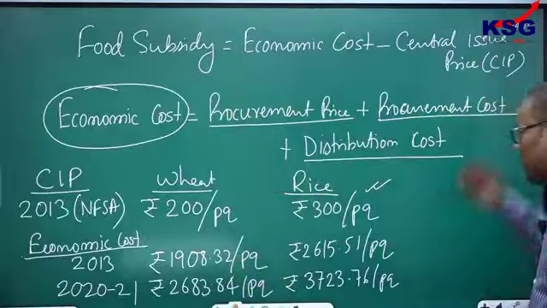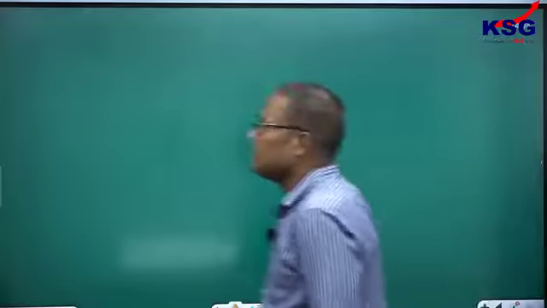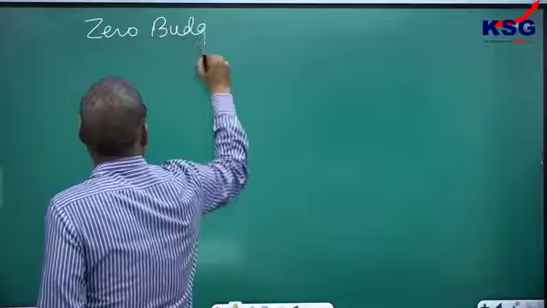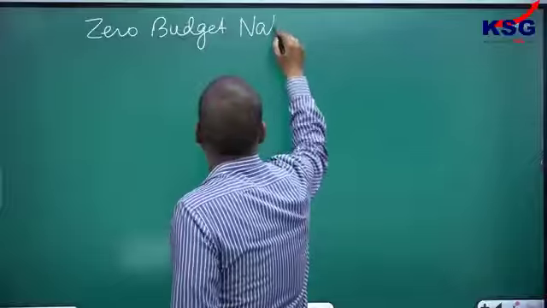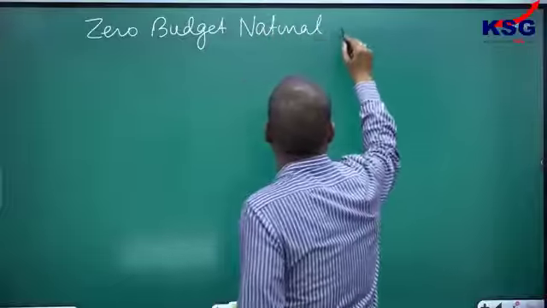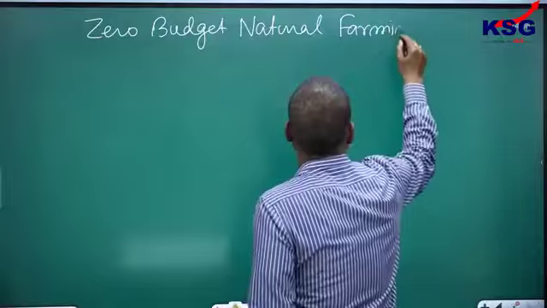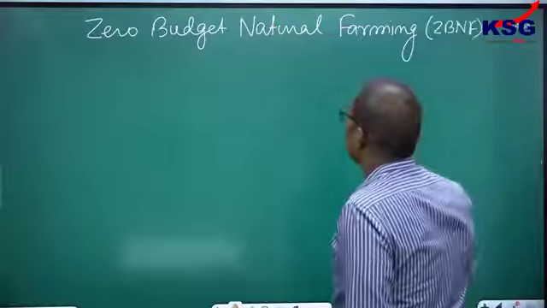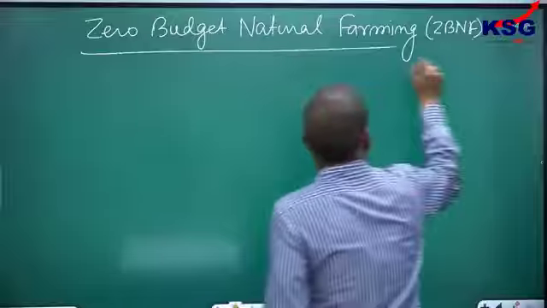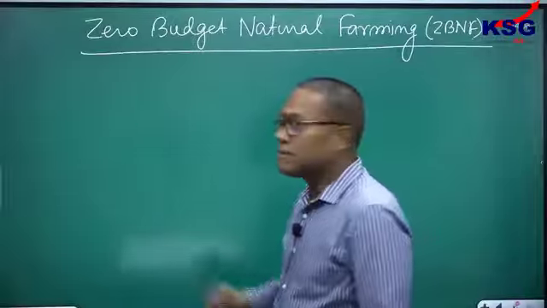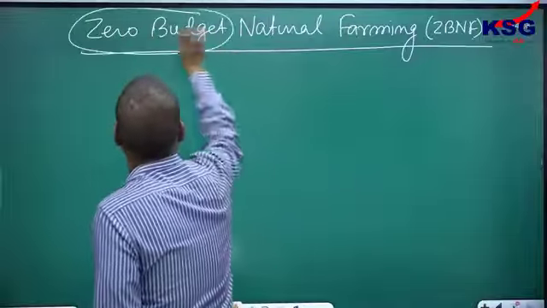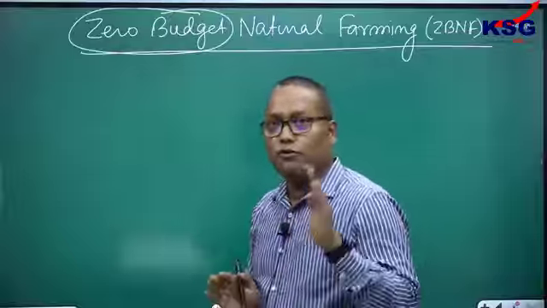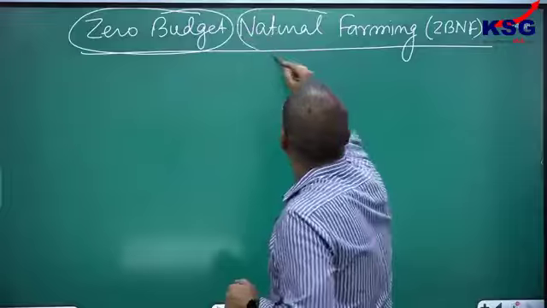Now, one concept: zero budget natural farming, ZBNF. Clear. If you see zero budget natural farming, there are two parts. Zero budget means you are not going for taking credit for your farming activities, and you are going for natural farming.